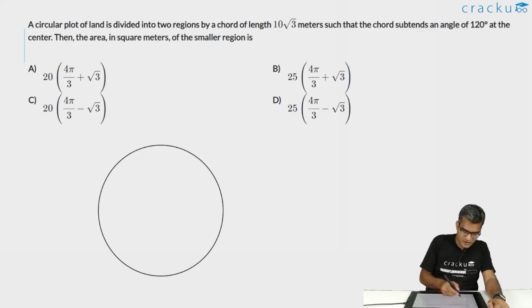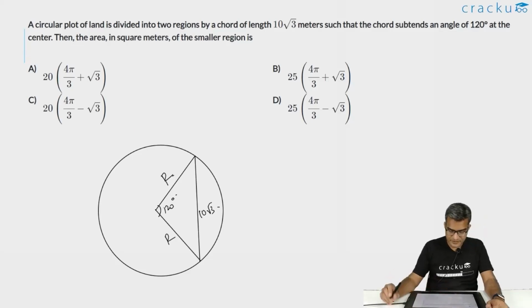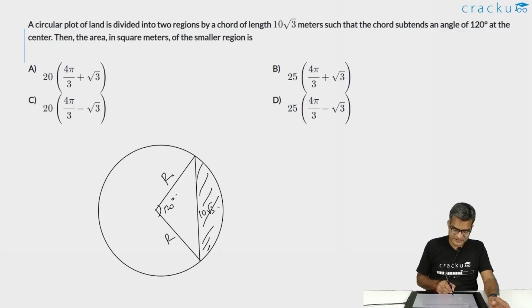Now there is a chord which subtends an angle of 120 degrees at the center. Let us assume that this is the center. We don't know the radius of the circle. Let the radius be R. This is R. This is 10 root 3. And this is 120 degrees. We are asked to calculate the area in square meters of the smaller region. So basically we are asked to calculate this area, the area of the shaded region.